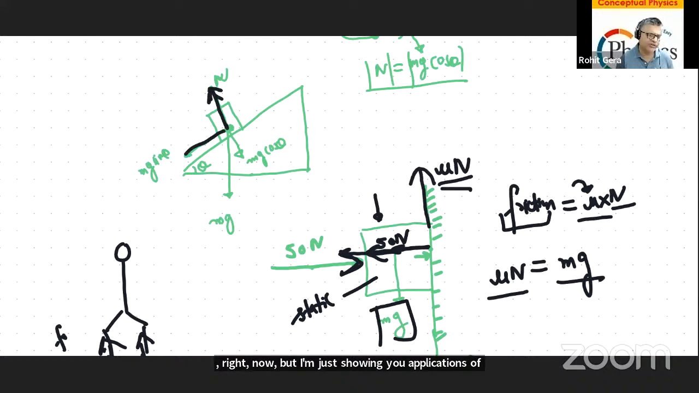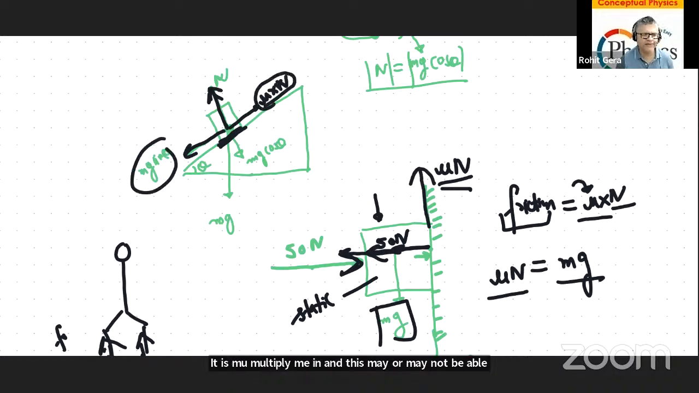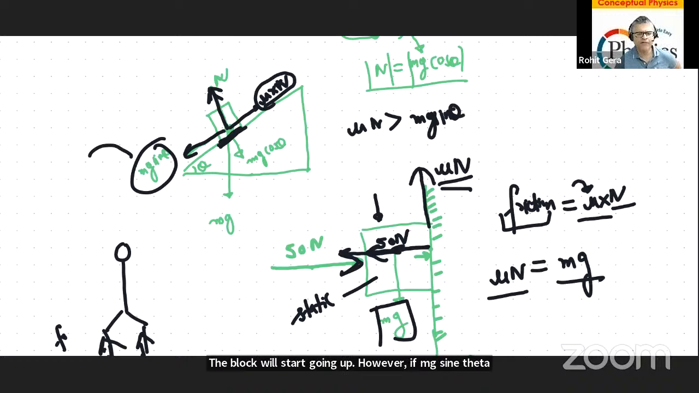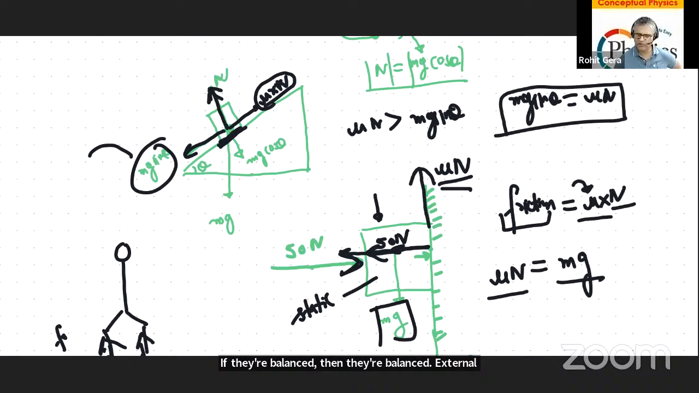If there is a coefficient of friction that exists here of some value less than 1, the frictional force is mu multiplied by N. And this may or may not be able to hold this. If mu N is greater than mg sine theta, the block will start going up. However, if mg sine theta is greater than mu N, the block will start sliding down. If they're balanced, then they're balanced. External forces are balanced. The block will not move.